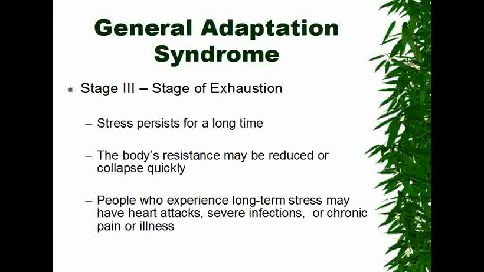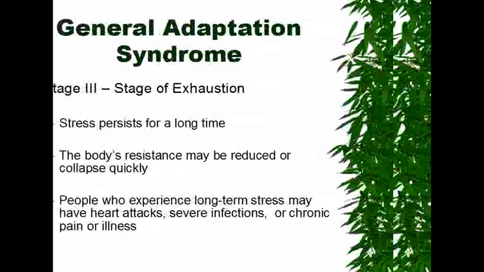Point number three is the stage of exhaustion. This is the ultimate level when the person has been exhausted. Stress has persisted for a longer time. The body's resistance may be reduced. The person is about to collapse. People who experience this kind of stress may suffer a heart attack, severe infection, or chronic pain or illness. So these are the symptoms by which we can identify that the person has attained the highest level of stress. He is not able to cope with the situation anymore.